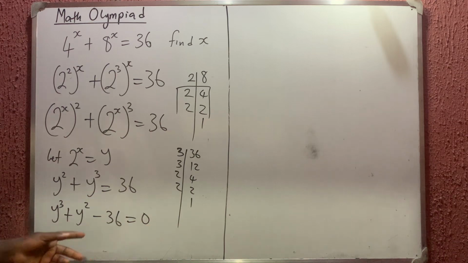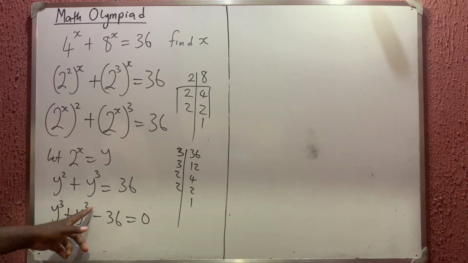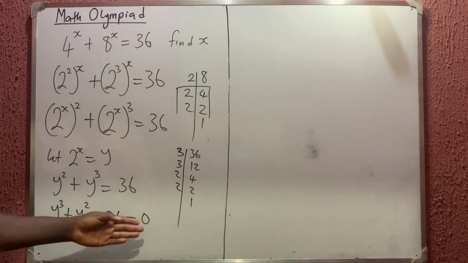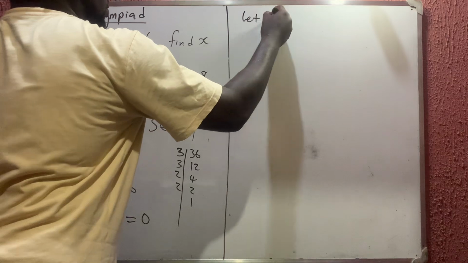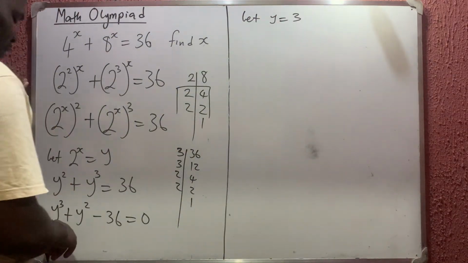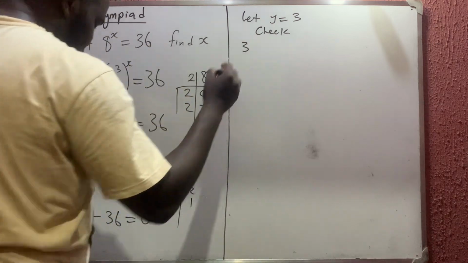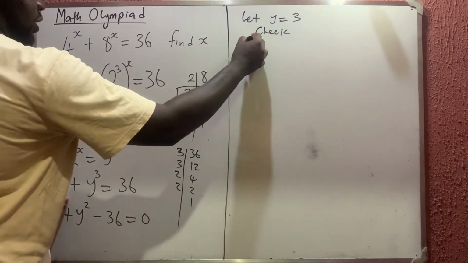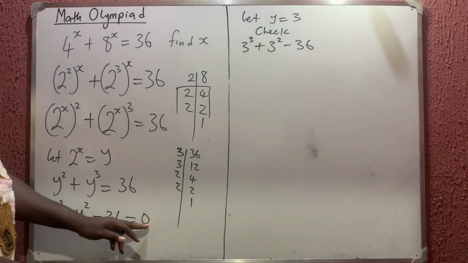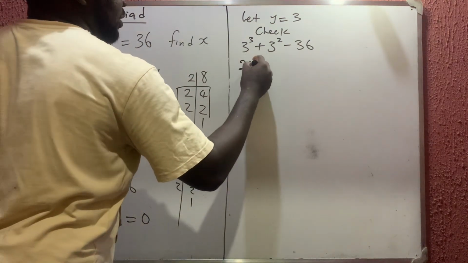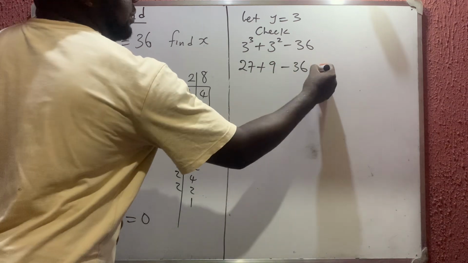Now let us check in each of these factors which of them can give us 0. If I put 3, for instance, 3 raised to power 3 plus 3 raised to power 2 minus 36, will I get 0? Let us check. Let y be equal to 3. If we check, we have 3 raised to power 3 plus 3 raised to power 2 minus 36. This is 27 plus 9 minus 36. Now this is giving me 0.